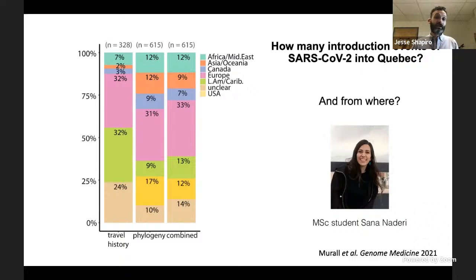So you can see that it came a little bit from all over, but the thing that I want to highlight is that just based on travel history, 32% of people traveled from Latin America and the Caribbean. These are a lot of Quebecers.